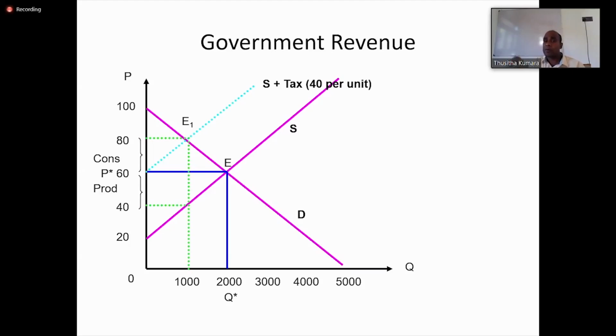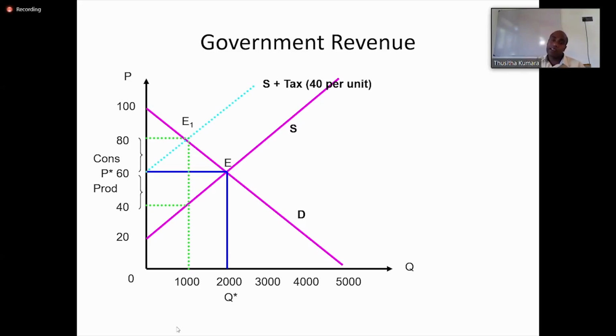That is what will happen to the government revenue. When we put a tax, at the end of the day, our objective is to maximize the government income, because we need to have money for our expenditure. Therefore, it is very important what will happen to the government income.